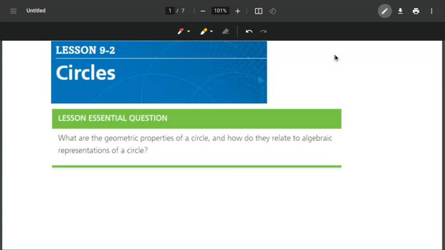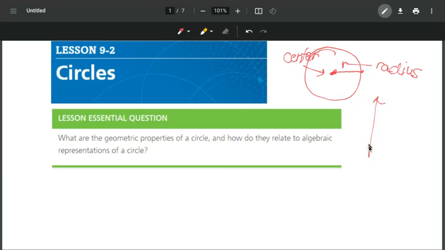If I draw a circle here, or a rough sketch of one, in your geometry class you probably talked about circles, and circles have a part called a center, the point in the center. And if you draw a line from the center to any point on the circle, we call that the radius. If you know these two pieces of information, we can graph and write equations of circles in the coordinate plane. So we're going to be graphing and writing equations of circles in the coordinate plane today.